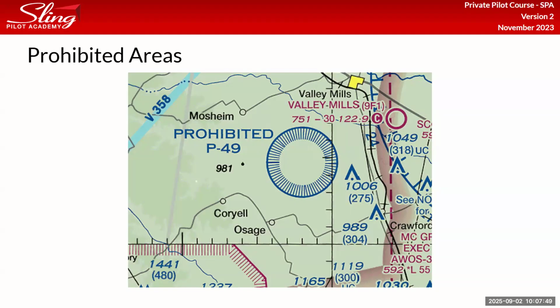But for other special use airspaces, this is where we find information on when it is hot and cold, meaning when you are allowed to fly through that airspace and when you need permission to fly through. So hot and cold meaning on or off, right? The airspace is on, you are not allowed to fly through it, or off, cold, you are allowed to fly through it.